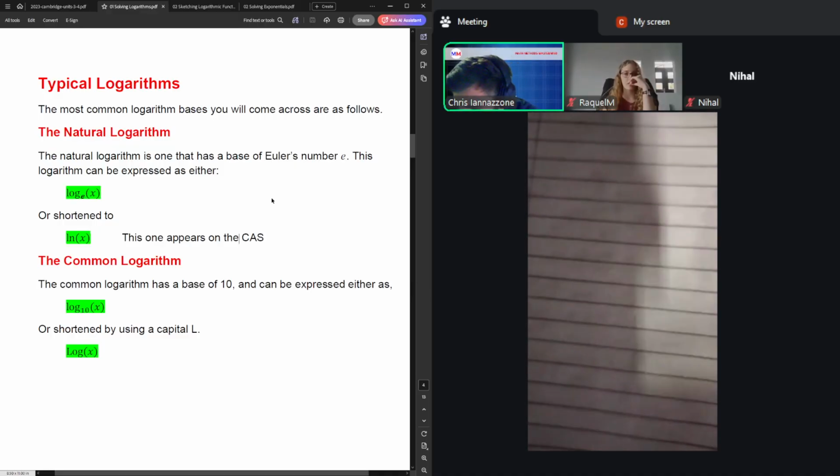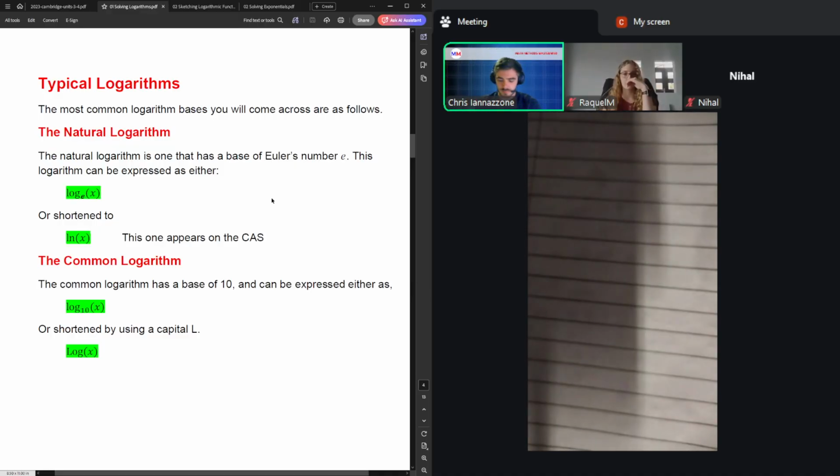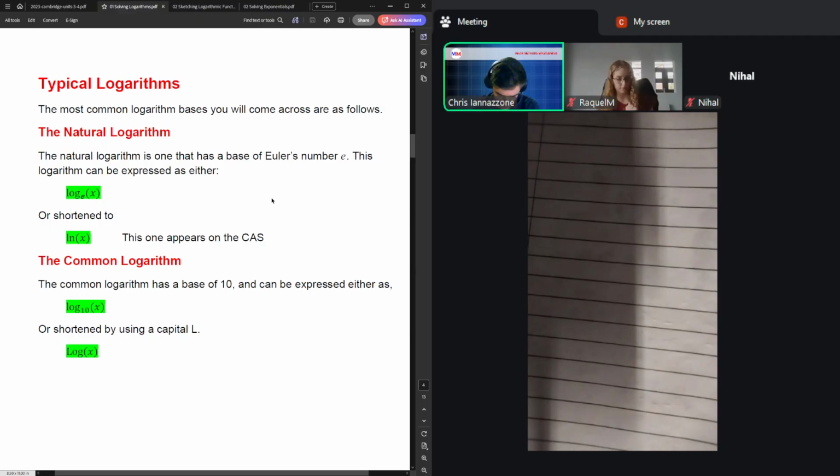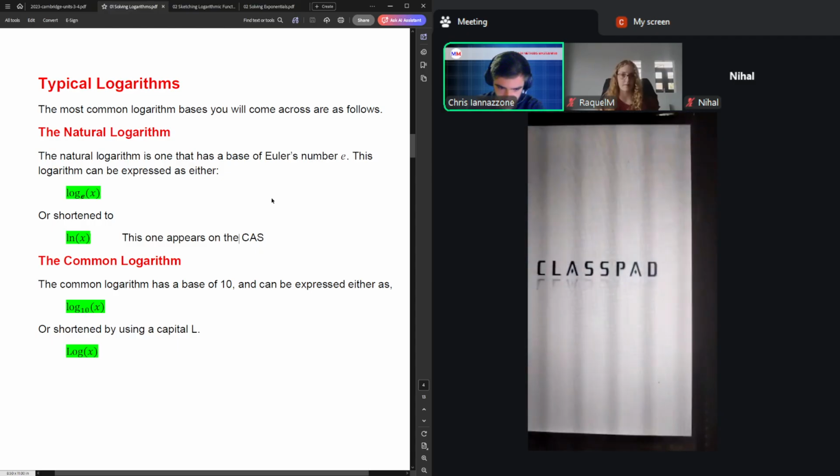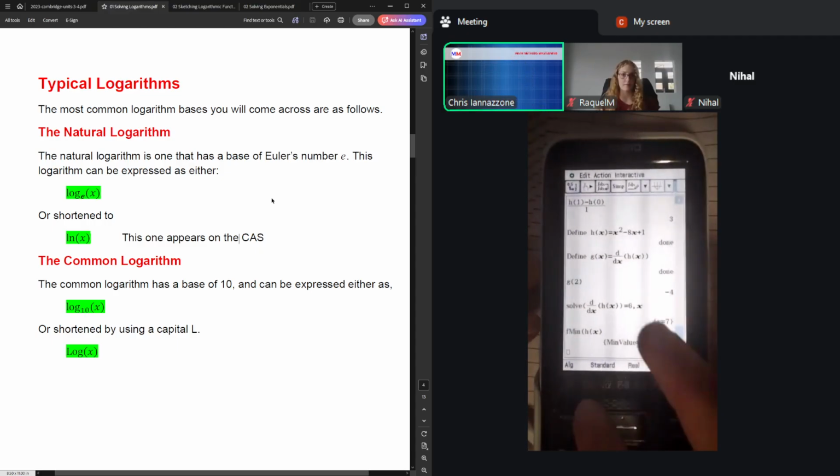And if it's on the other CAS, oh no, I'm going to have to turn it on. Let's see if it has battery. Yes. Okay.